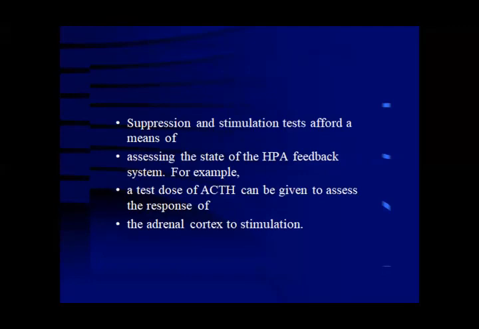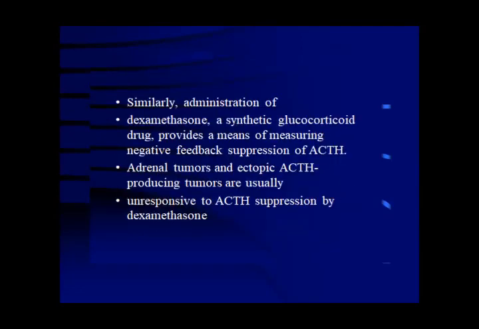Suppression and stimulation tests afford a means of assessing the state of the hypothalamic pituitary axis, the HPA feedback system. For example, a test dose of ACTH can be given to assess the response of the adrenal cortex to stimulation. For example, I told you 1 milligram dexamethasone is given at night. You will see whether ACTH is increased or decreased, or cortisol is increased or decreased. This is the stimulation and suppression test, and in this way you will get to know the primary or secondary cause of Cushing syndrome.